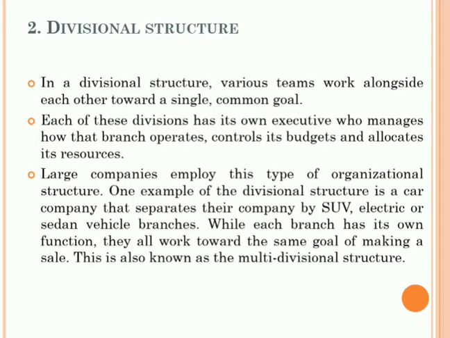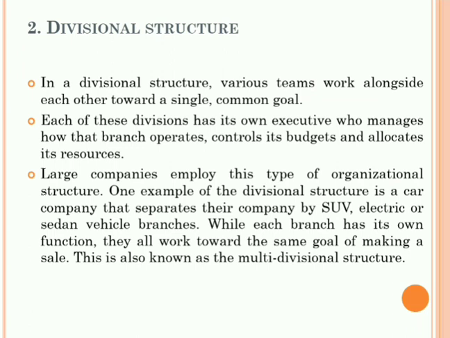In a divisional structure, various teams work alongside each other towards a single common goal. The teams are divided, but they work together for a particular common goal. Each of these divisions has its own executive who manages how that particular branch operates, controls its budget, and allocates its resources. Also, as we have seen in the functional structure, there is a functional manager.